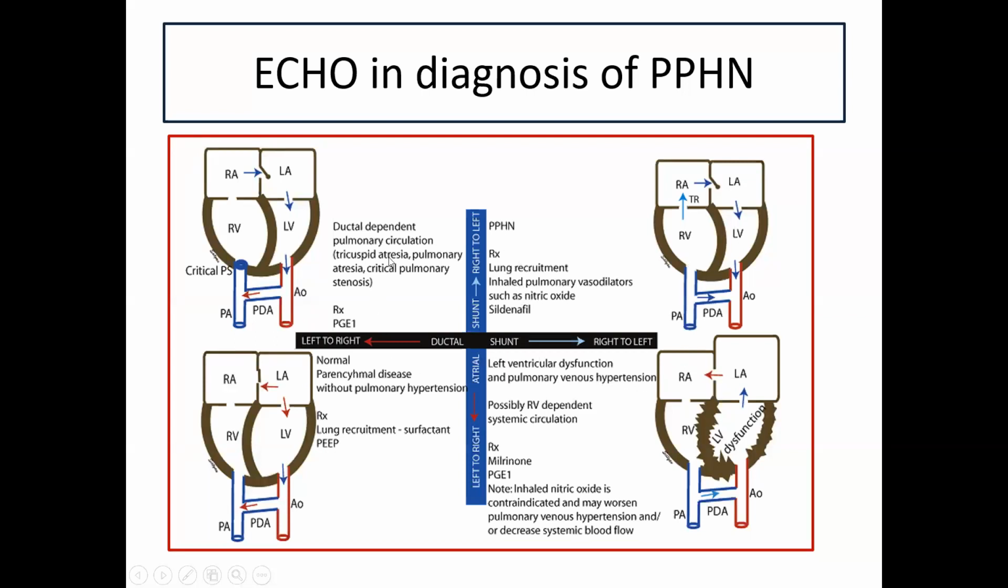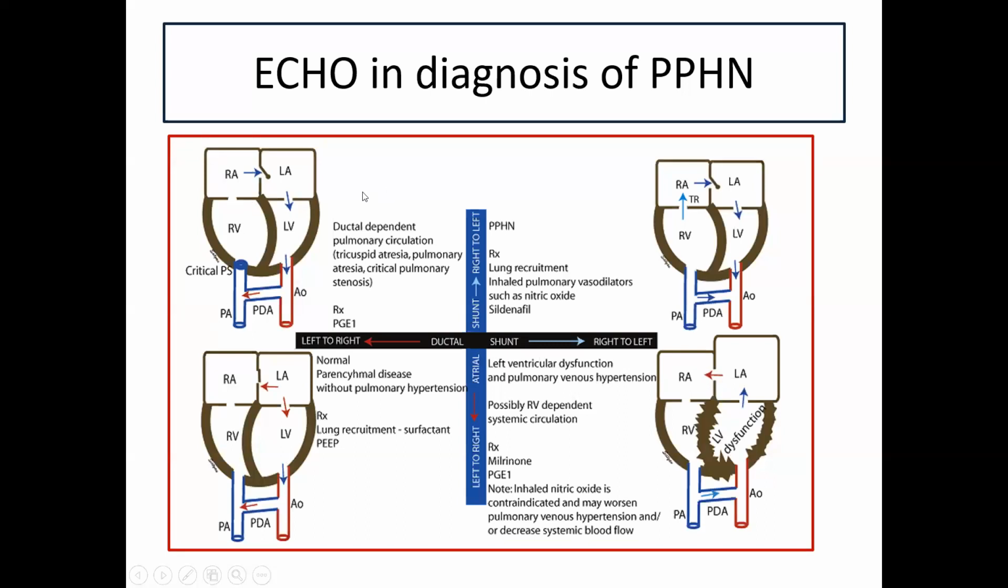Now, on the other hand, if you were to see right to left shunt across the transatrial shunt and a left to right shunt across the ductus, this is a very different, unusual situation, and this may be indicative of a duct-dependent pulmonary circulation. Typically, this is something that we usually come across if there is pulmonary atresia, critical pulmonary stenosis, or tricuspid atresia. You would actually see that the pulmonary circulation is dependent on the left to right shunt across the duct.